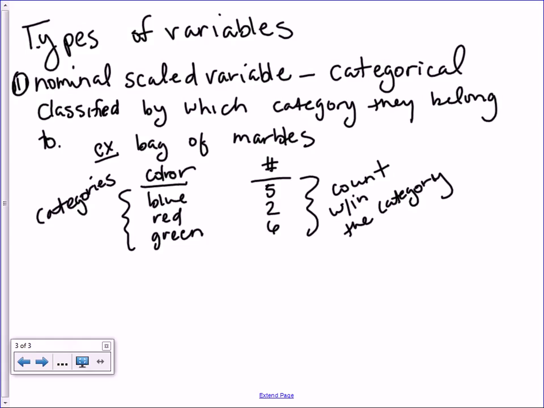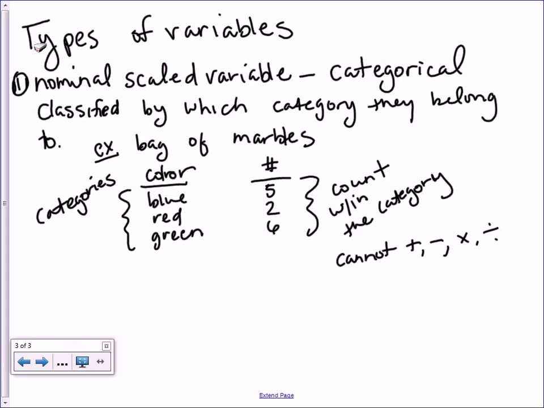The thing about these types of variables is you cannot add, subtract, multiply, or divide those numbers in order to produce results. You cannot add 5 plus 2. All that tells you is that there's 2 different types of variables. It doesn't tell us anything more than that. So you really can't perform the mathematical operations on these.